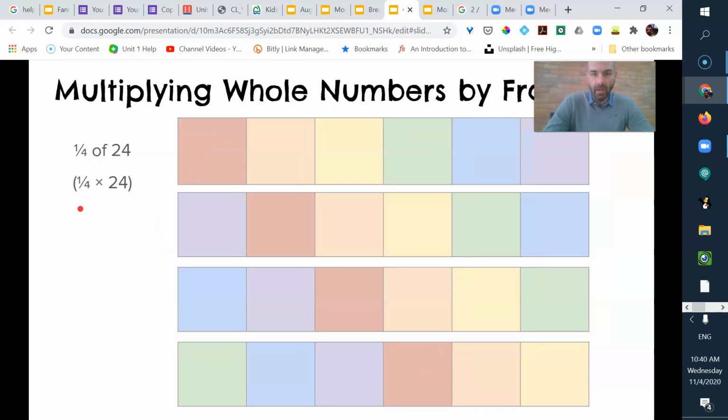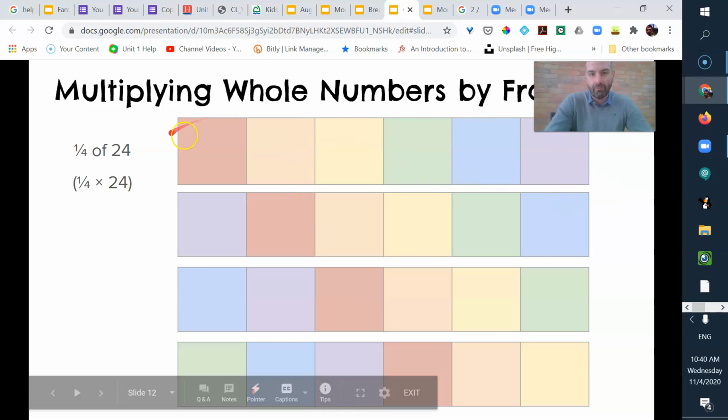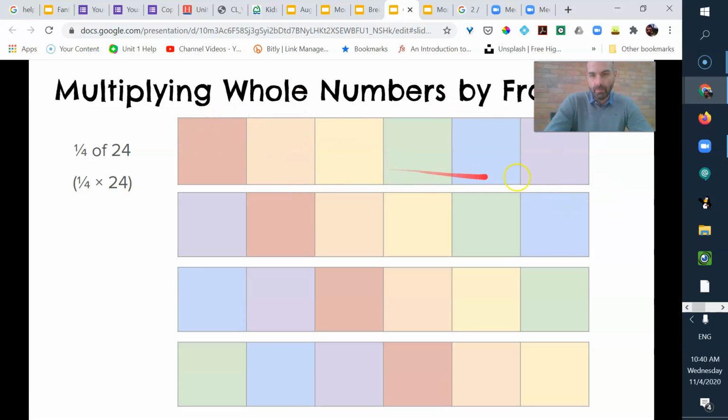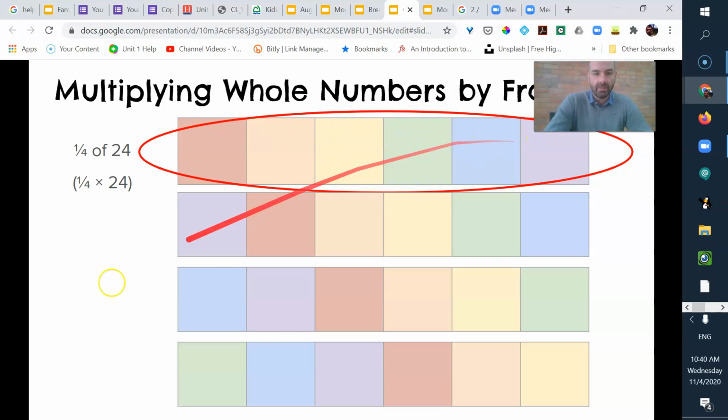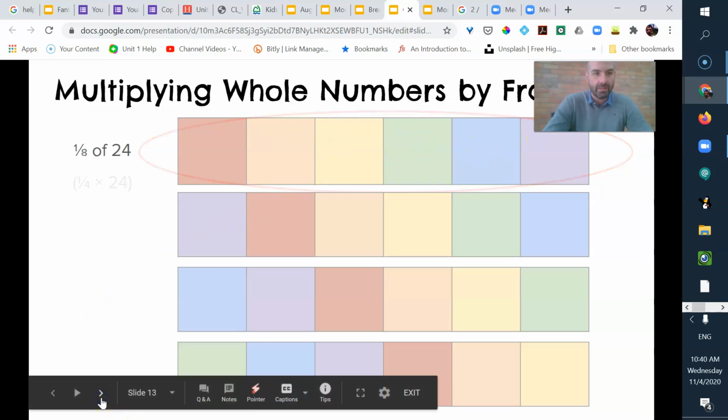Now what are we going to look at? This is where I messed it up before. I didn't have a chance to fix it. So this is 1/4 of 24. If you had to circle 1/4 of 24, it should be this puppy right there. And how much is 1/4 of 24? Yep, it's 6. 1, 2, 3, 4, 5, 6. So 1/4 of 24 is 6.